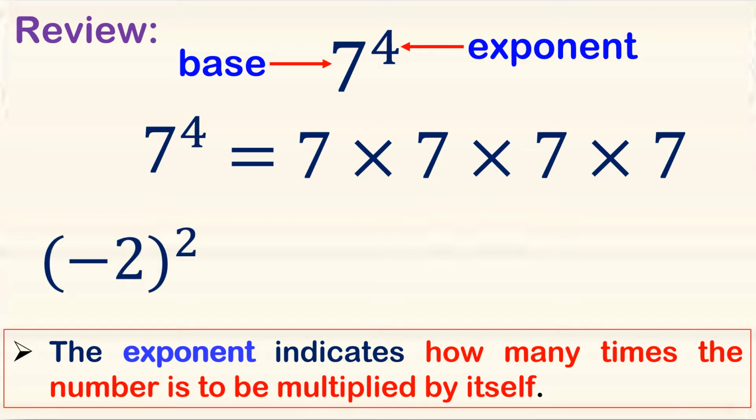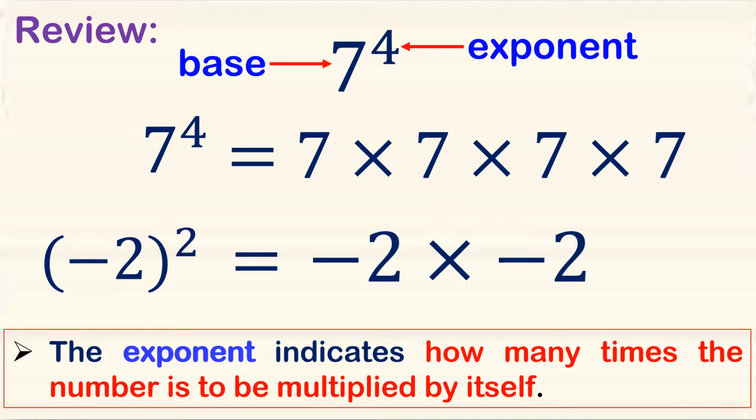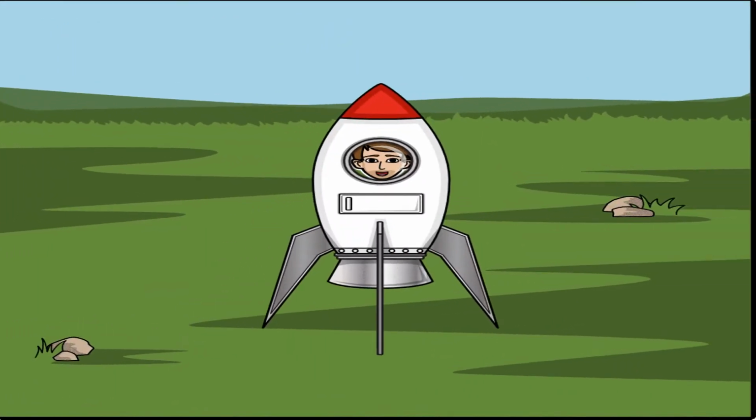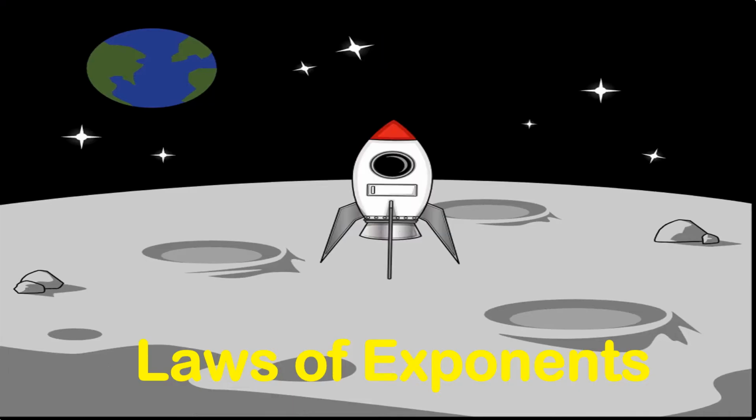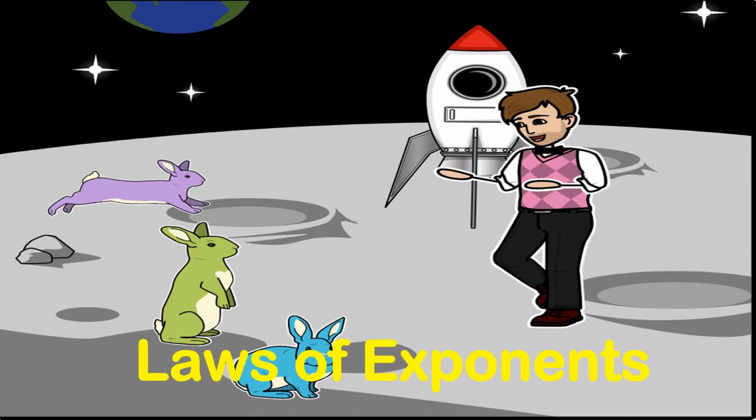And if you have negative 2 squared, or negative 2 to the second, we are going to multiply it twice by itself. So the 2 indicates that we are going to multiply negative 2 twice by itself. Now let's move on to the laws of exponents.